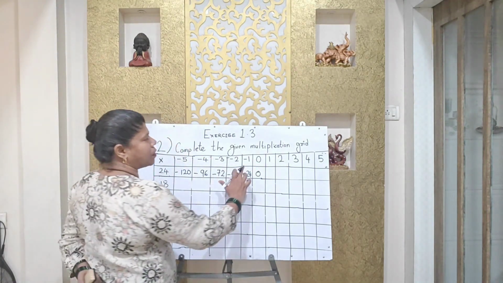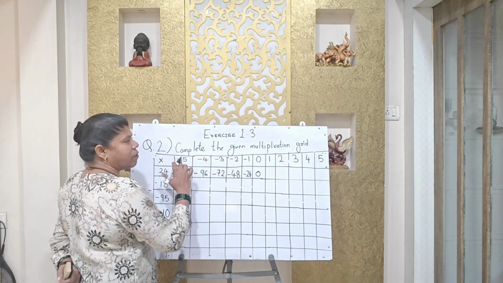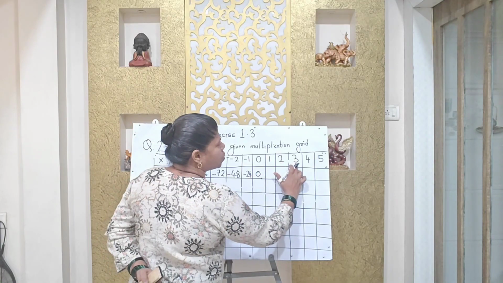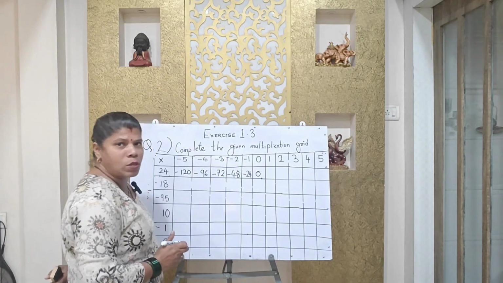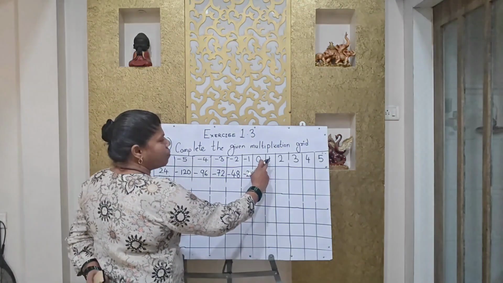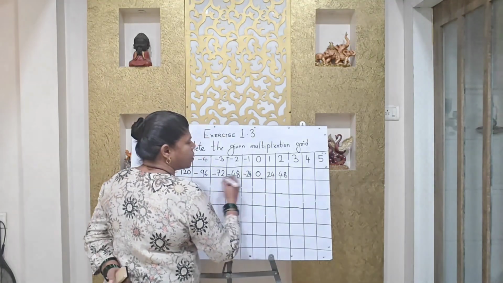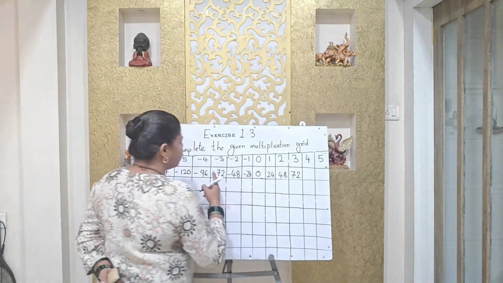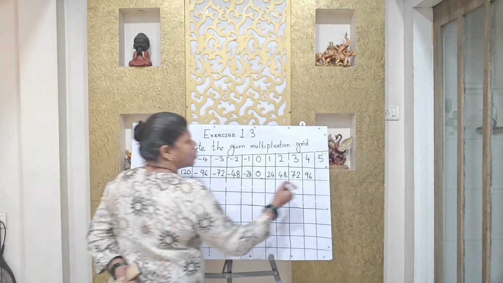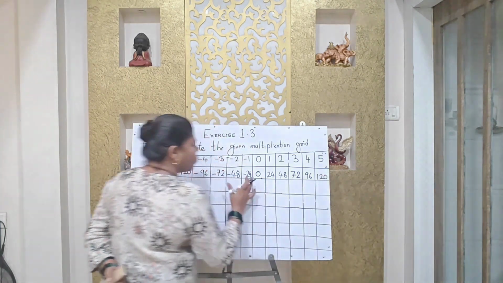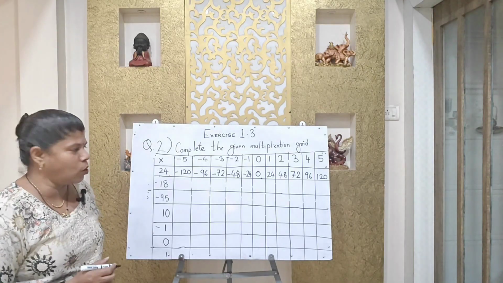Now, you can notice one thing. Your minus 1, minus 2, minus 3, minus 4, minus 5, and here is positive 1, 2, 3, 4, 5. Now, the same numbers will replicate here, but without sign. Like 24 ones are 24, 24 twos are 48, 24 threes are 72, 24 fours are 96, and 24 fives are 120. If you complete this, you only have to write this side's numbers by changing the sign only.